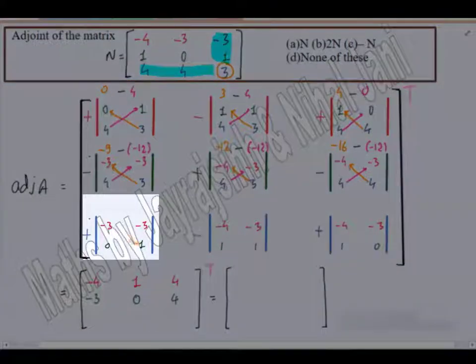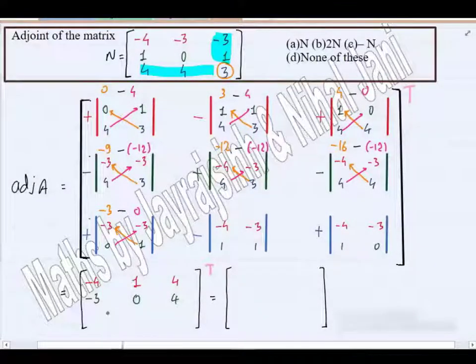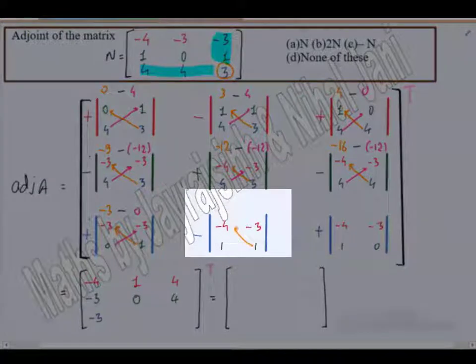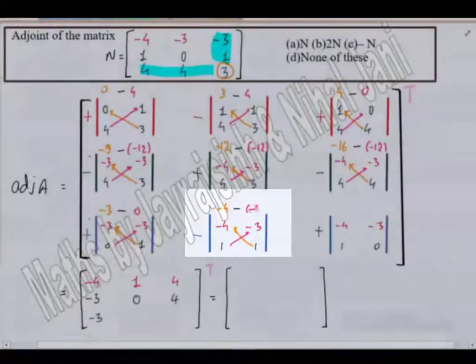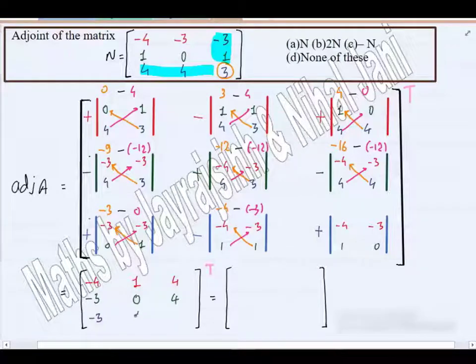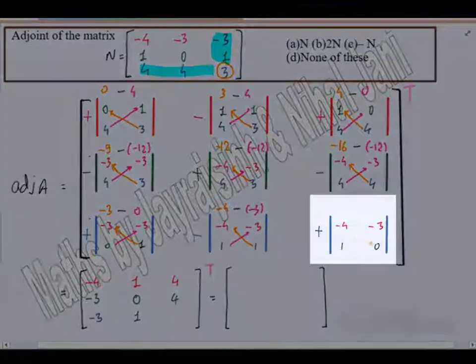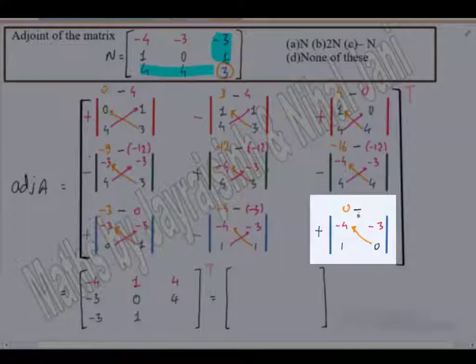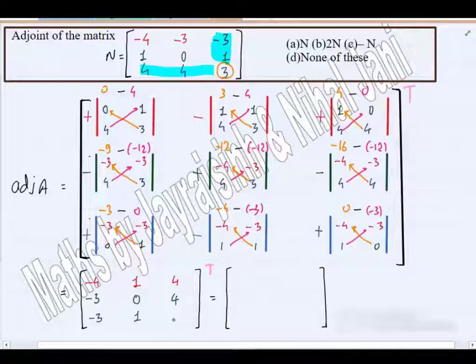The first element of the last row: -3, minus 0, will give us -3, and -4, -3 will give us 1, and the last element will be 0 minus 3, so it will be +3. Okay, just take a transpose and you will get your answer.